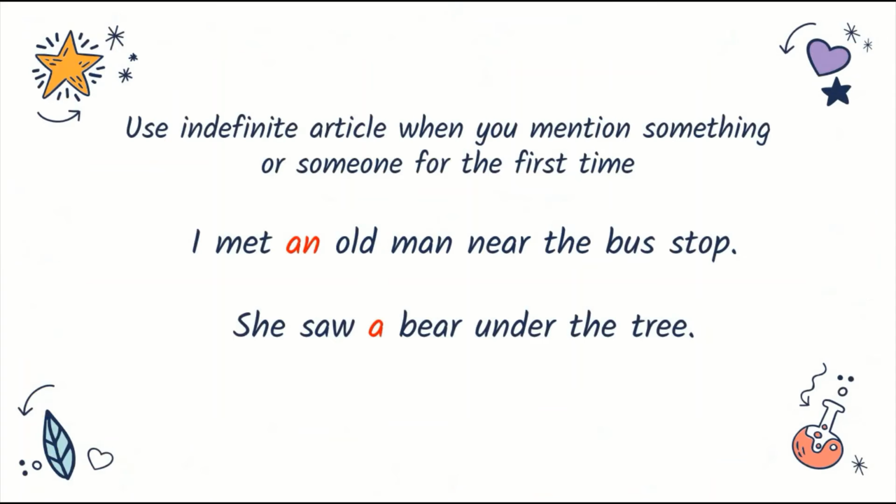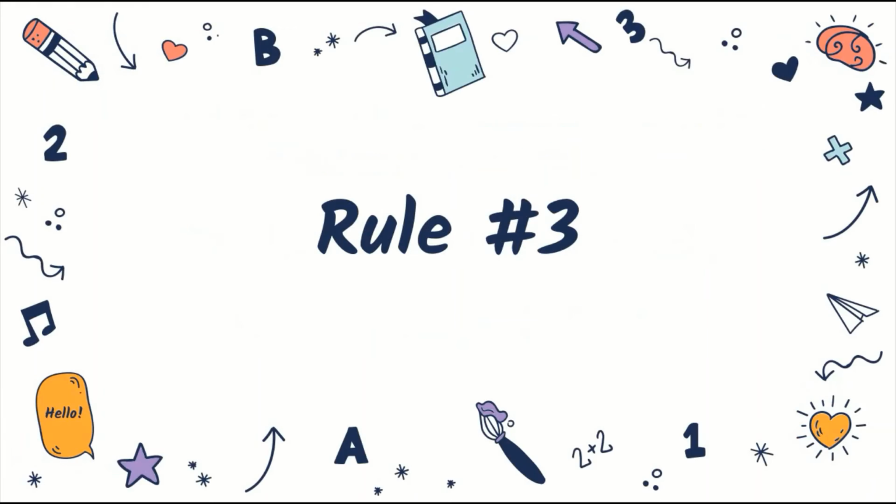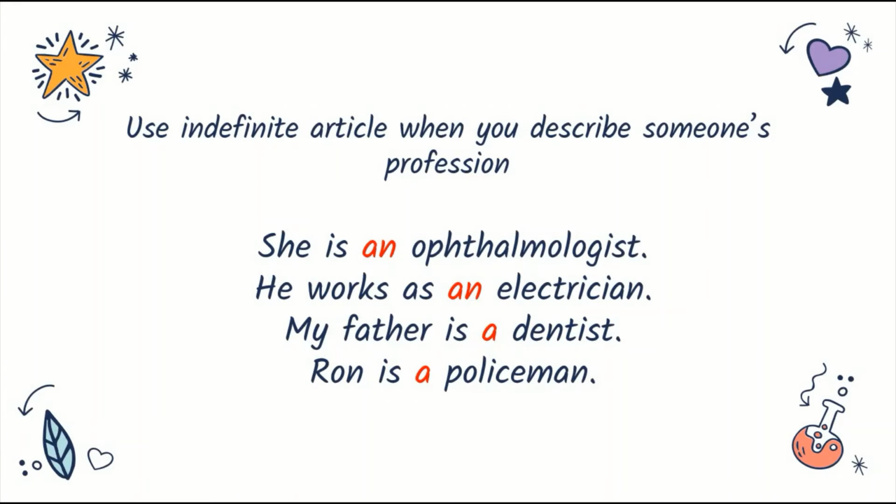Let's look at the second rule now. We use indefinite articles when we mention something for the first time. I met an old man at the bus stop. We use an before the old man because we are mentioning him for the first time in the sentence. Similarly, she saw a bear under the tree. Rule number 3 says we use an indefinite article when we describe someone's profession. Instead of saying she is ophthalmologist, Ron is policeman, we say she is an ophthalmologist, Ron is a policeman.